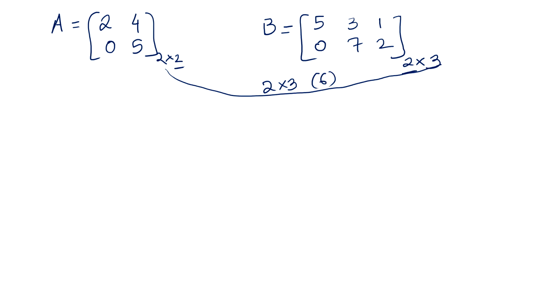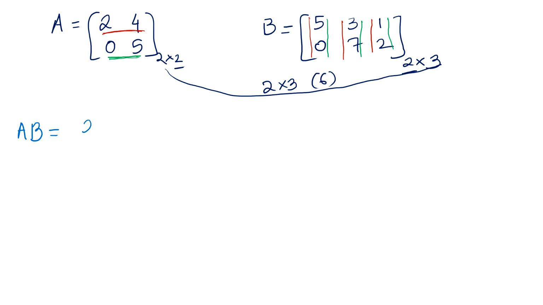To multiply matrices, what I'm going to do is take the row 1 elements and multiply by column 1 of the second matrix, and row 1 again times column 2, row 1 times column 3, and next I'm going to take row 2 times column 1, row 2 times column 2, and row 2 times column 3. So that's the pattern we're looking at. Let's start multiplying A and B.